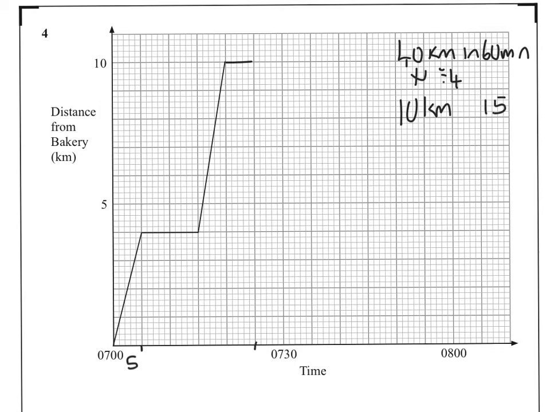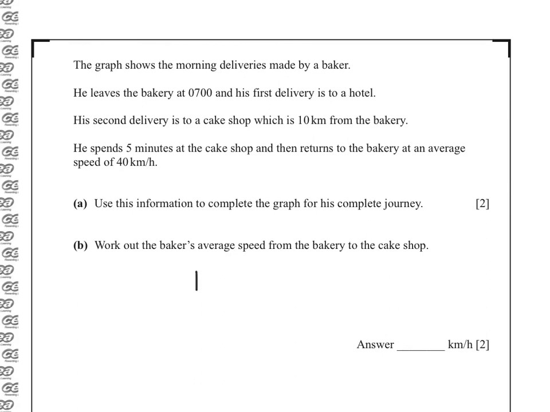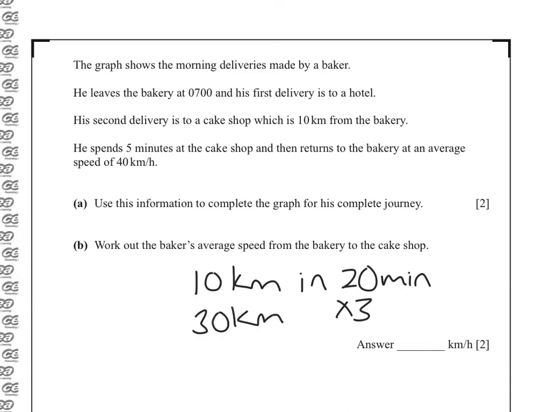Now as it stands, we're at 7:25, and 15 minutes would take us to 7:35. So we mark that on the graph. We're then asked to work out the average speed from the cake shop to the bakery. So we've got to work out how long it takes him, and he arrives at the bakery here. So altogether that is 20 minutes. This means that the baker does 10 kilometres in 20 minutes. Speed is about how far he goes in 60 minutes, so we're going to multiply by 3. So he does 30 kilometres in 60 minutes, so he's travelling at 30 kilometres per hour.